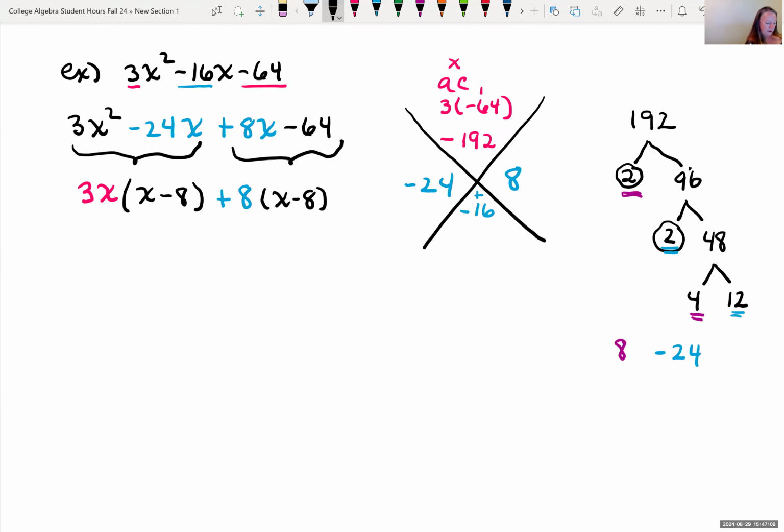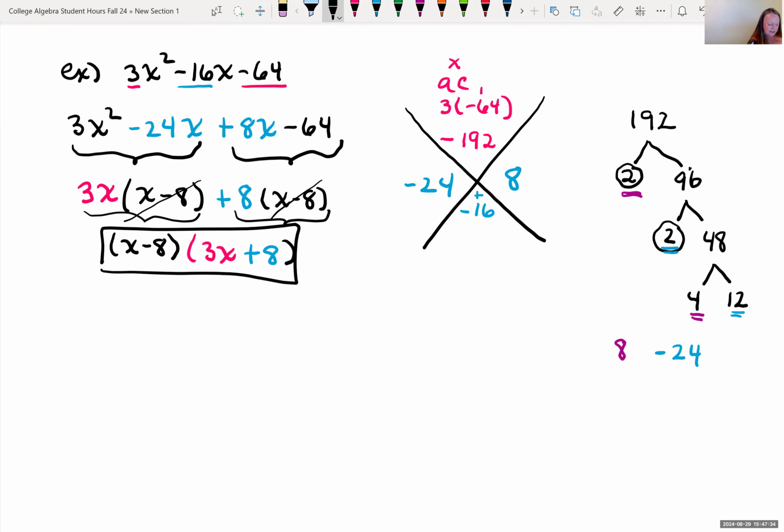So we're almost there. What we have in the parentheses is the same. If we pull that out of both of these groupings, pulling out x minus 8 from the first piece, you're left with 3x. And pulling out x minus 8 from the second piece, you're left with plus 8. So we factored this, and if we went back and distributed, we would get back 3x squared minus 16x minus 64.